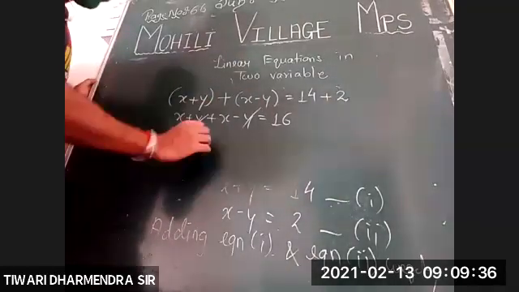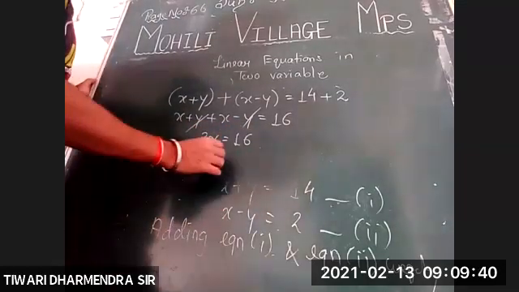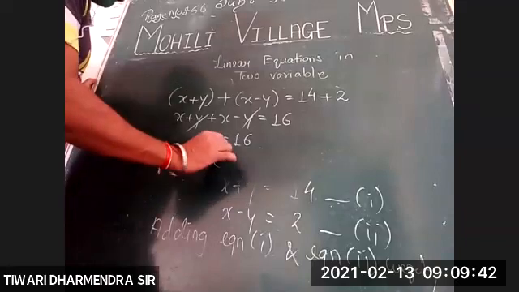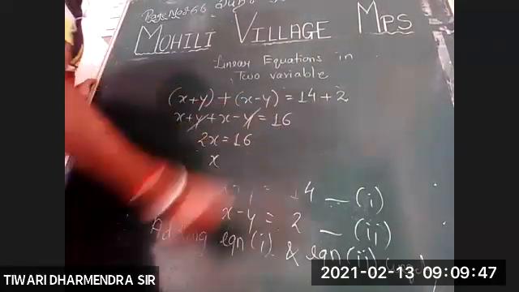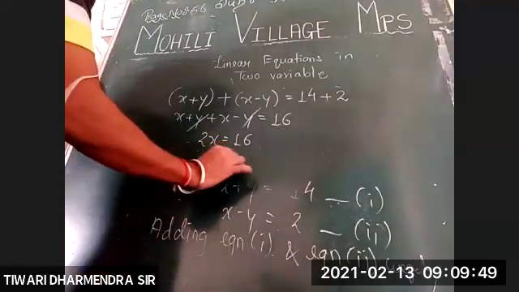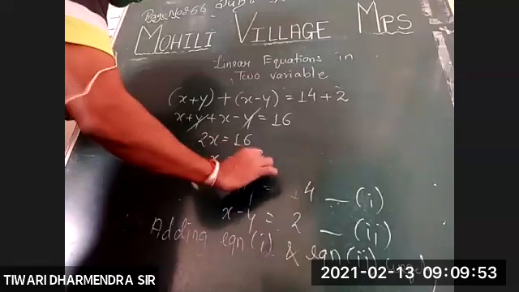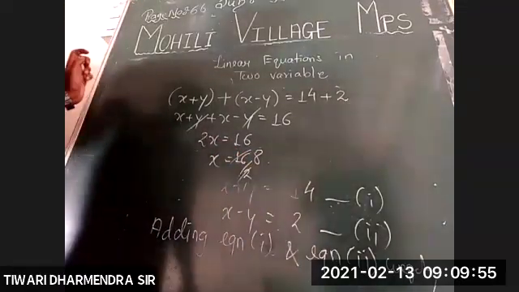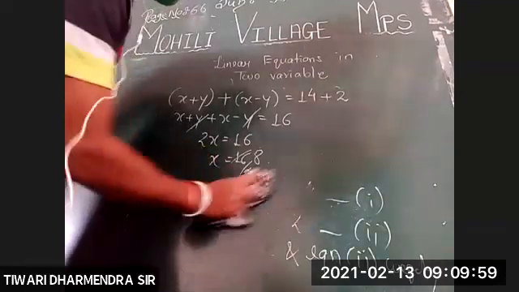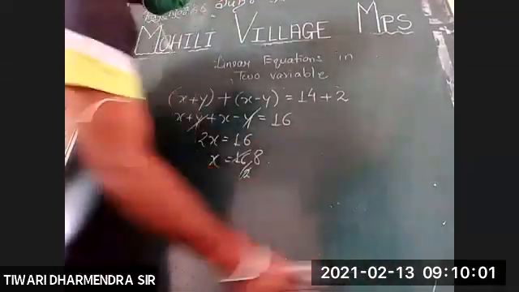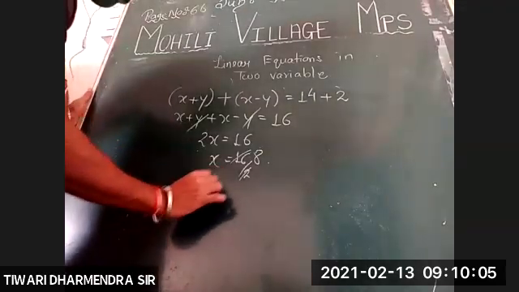What do we get? 2x is equal to 16. So after cancelling y, x plus x is 2x and 14 plus 2 is 16. So x is equal to 16 divided by 2. 2 eights are 16, so 8. So from here we conclude that one of the numbers should be 8. So x is equal to 8.